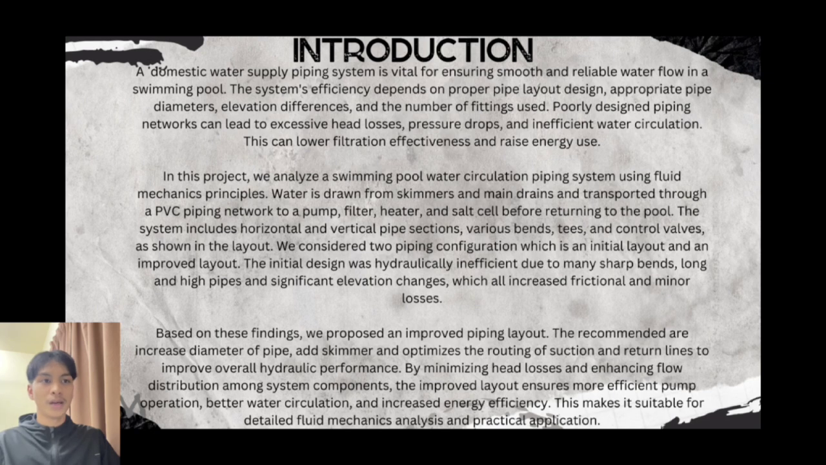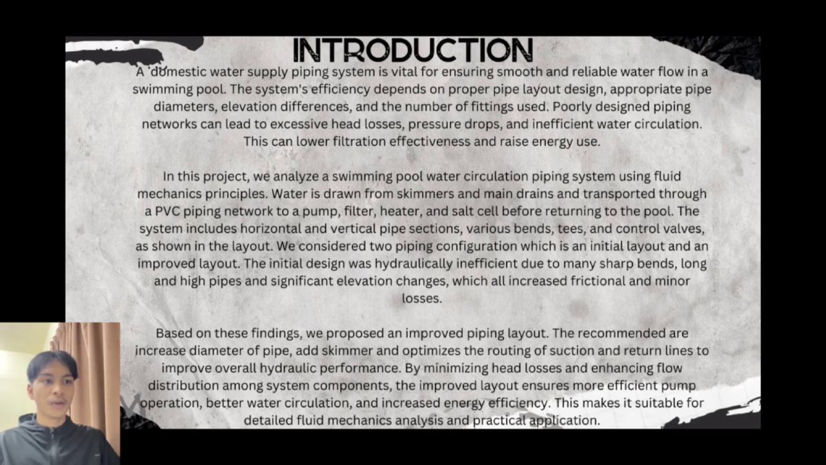In this project, we analyze a swimming pool water circulation piping system using fluid mechanics principles. Water is drawn from the skimmer and main drains and transported through a PVC piping network to a pump, filter, heater, and salt cell before returning to the pool. The system includes horizontal and vertical pipe sections, various bends, tees, and control valves, as shown in the layout.